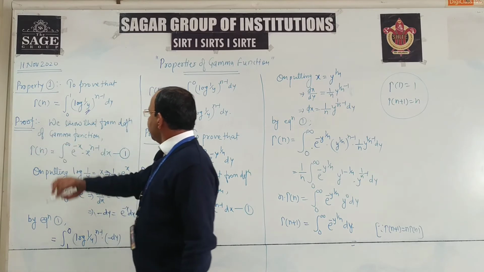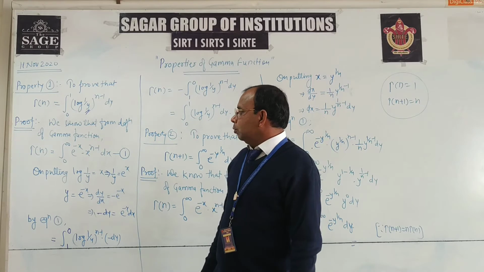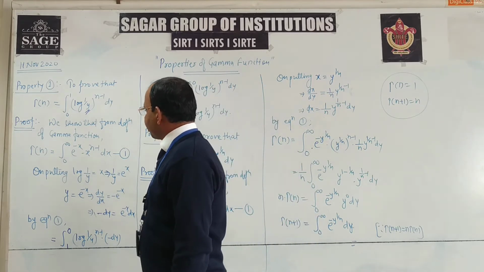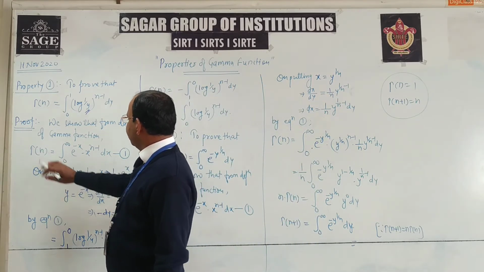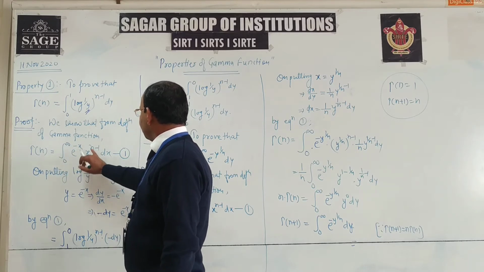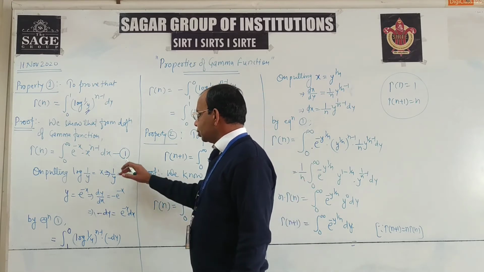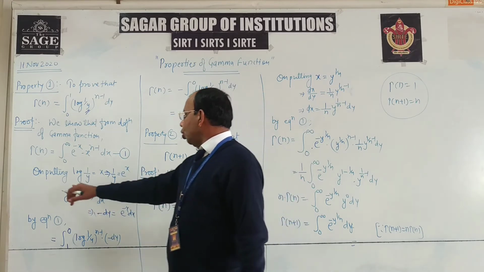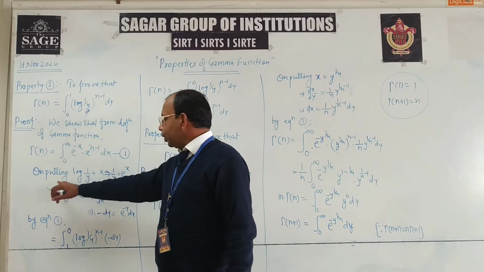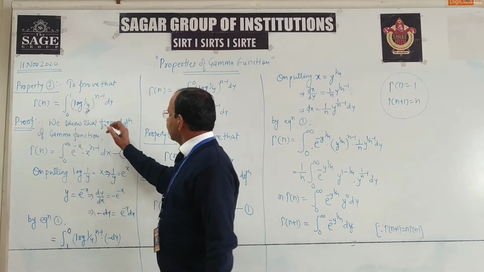Proof: we know that from the definition of gamma function, gamma n is equal to the integration from 0 to infinity of e to the power minus x, x to the power n minus 1 dx. This is equation number 1. On putting log 1 upon y is equal to x.